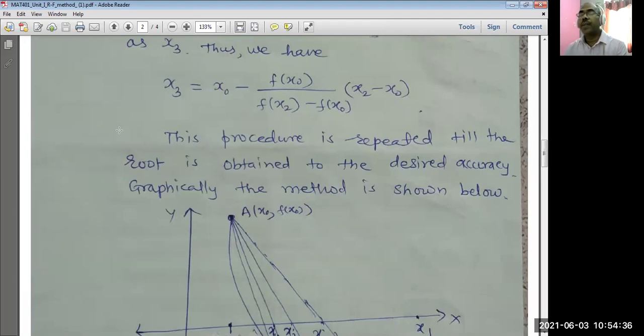We have to repeat this procedure till we get the root as per your desire, so that you get the accuracy of the approximate root to the exact solution. And graphically, the method is shown below, which has already been discussed. So this is all about the Regula Falsi method.